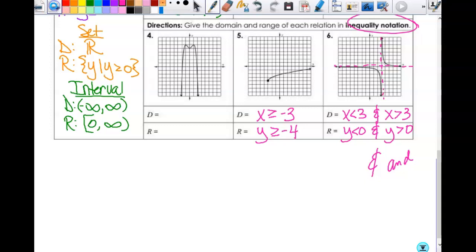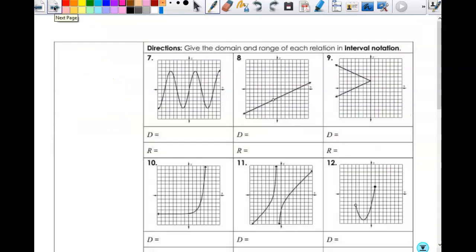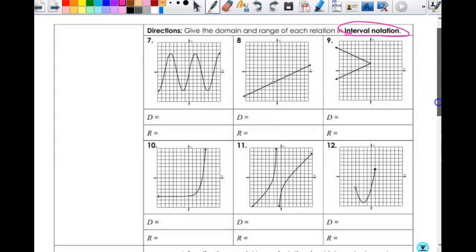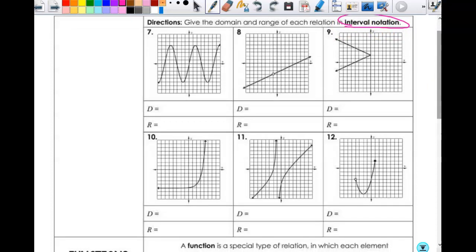Any questions at this point? Alrighty, flip it over. And let's see. All right, so this time it says give the domain and range of the equation in interval notation. On number 7, the domain is all real numbers, right? But for interval notation, that means I'm starting way out here at -infinity, going all the way to infinity. Do I include them? No, I never do.